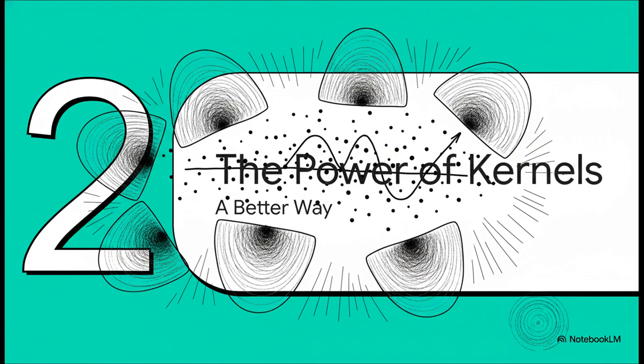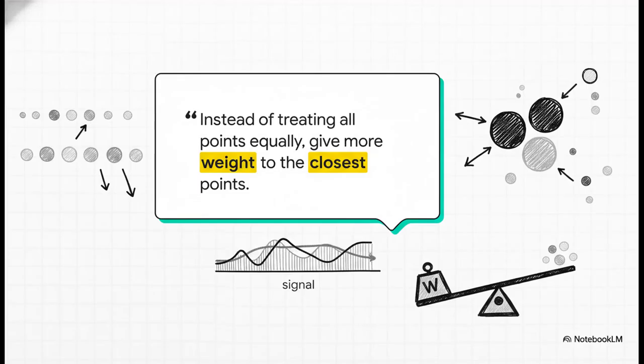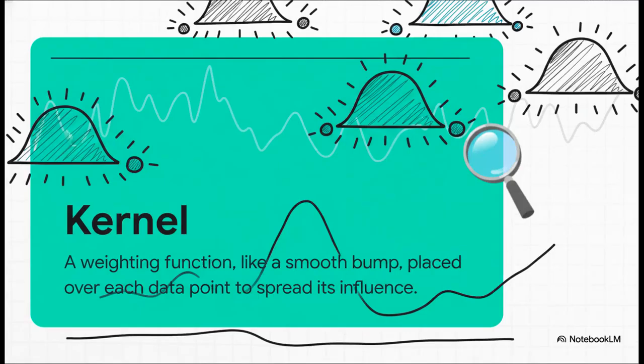Well, this leads us to a much more elegant and, frankly, more powerful solution: kernels. Here's the big idea, the key insight. What if, instead of treating every single point in our little window equally, we move to a weighted average? The idea is, let's give more importance, more weight to the data points that are closest to the spot we're looking at. And how do we do that? We use something called a kernel. Now, don't let the fancy name throw you off. A kernel is really just a weighting function.